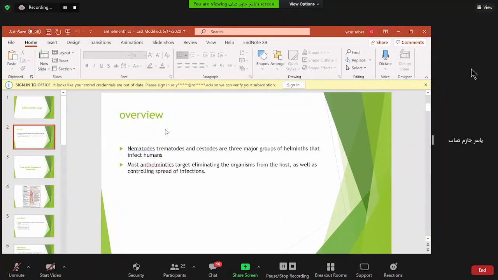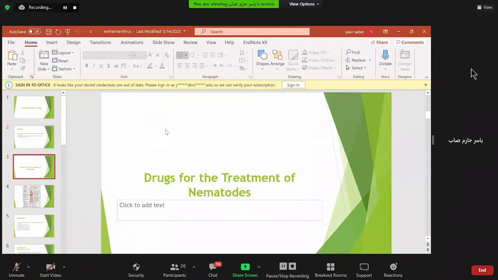Most antihelminthics target elimination of the organism from the host rather than killing it, as well as controlling the spread of the infection. So in general, we focus on eradication of the parasite. We will also divide the antihelminthics into several categories, the first being drugs for the treatment of nematodes.